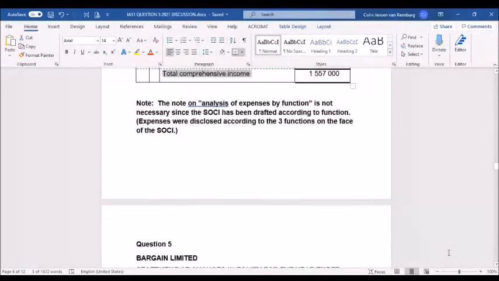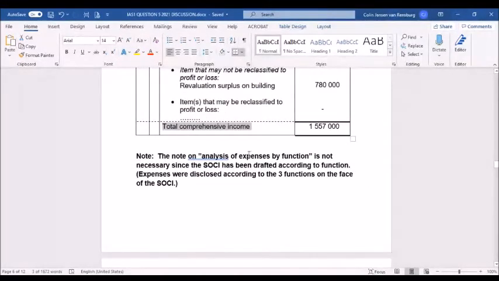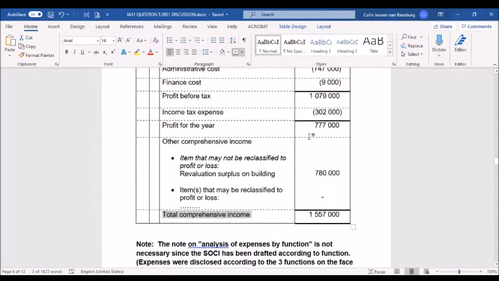Okay, so now once we're done with that statement, what we have to do is to start on our statement of changes in equity. And ladies and gentlemen, just before we go to the statement of changes in equity, we must now realize that the profit for the year is going to be added to our retained earnings, and our retained earnings can be distributed to the shareholders of the company, right? It is allowed to be distributed as a dividend.